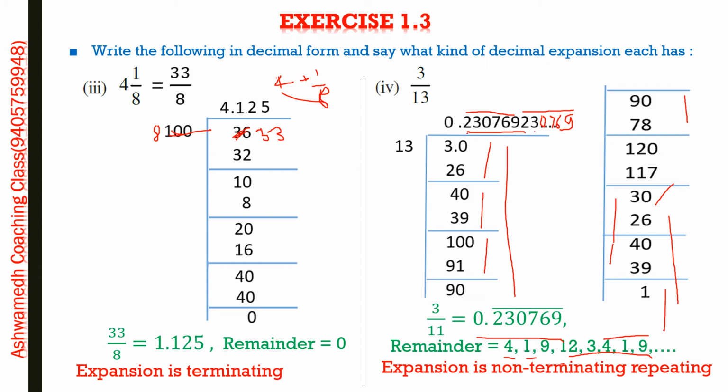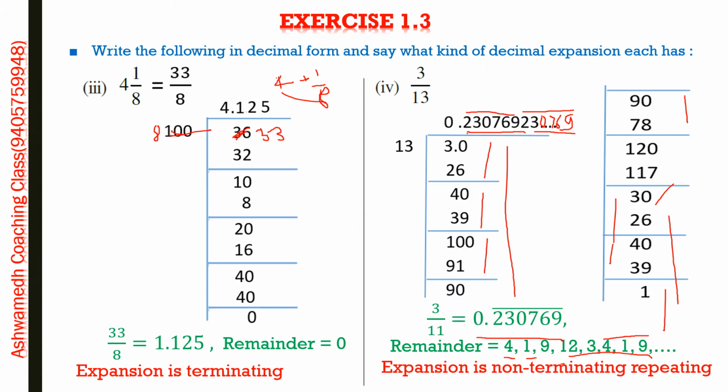230769, 230769. That's why this is repeating, and the expansion does not terminate here. Terminate means the remainder is 0. If you see, there is no 0 in any of the terms. So we will not get 0 here as a remainder. Every time we will get either 4, 1, 9, 12 or 3. That's why this is non-terminating.